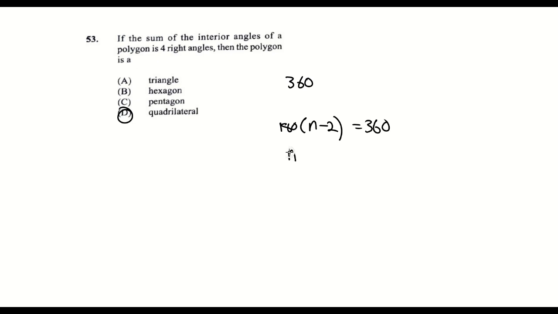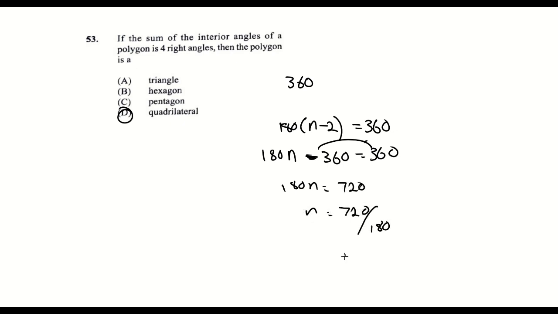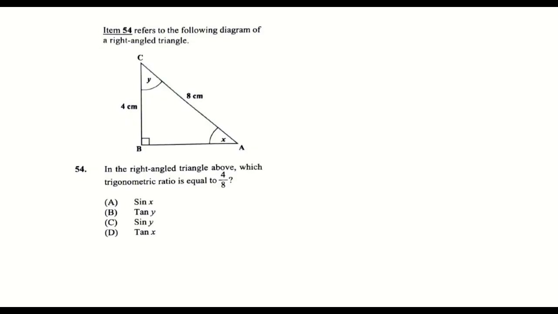This would be n. 180 n minus 360 is equal to 360. Carry this across. That's 180 n is equal to 720. So n would be 720 divided by 180, which is 4. And that's how you would have done this question.